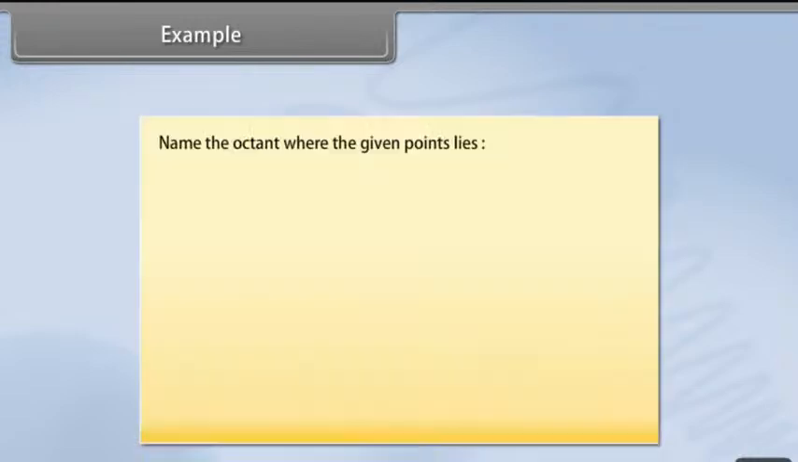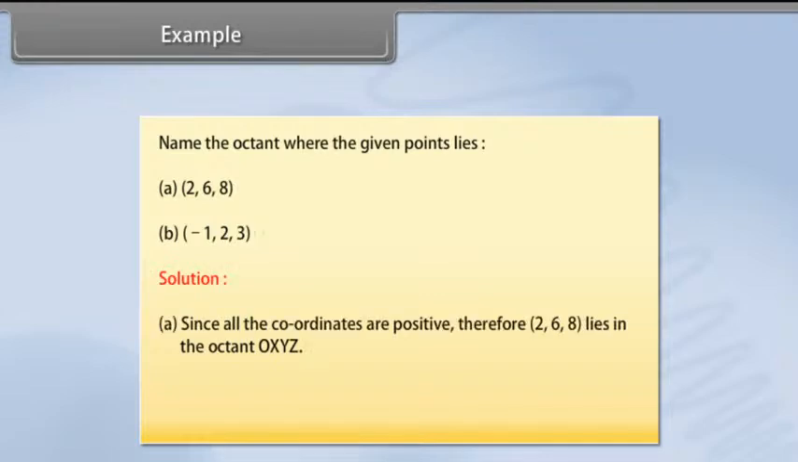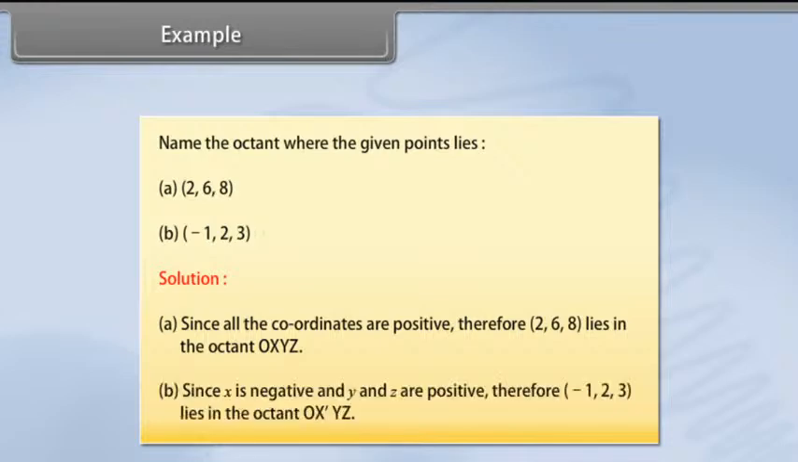Example: name the octant where the given points lie. (2, 6, 8), (-1, 2, 3). Solution: since all the coordinates are positive, therefore (2, 6, 8) lies in the octant OXYZ. Since X is negative and Y and Z are positive, therefore (-1, 2, 3) lies in the octant OX'YZ.